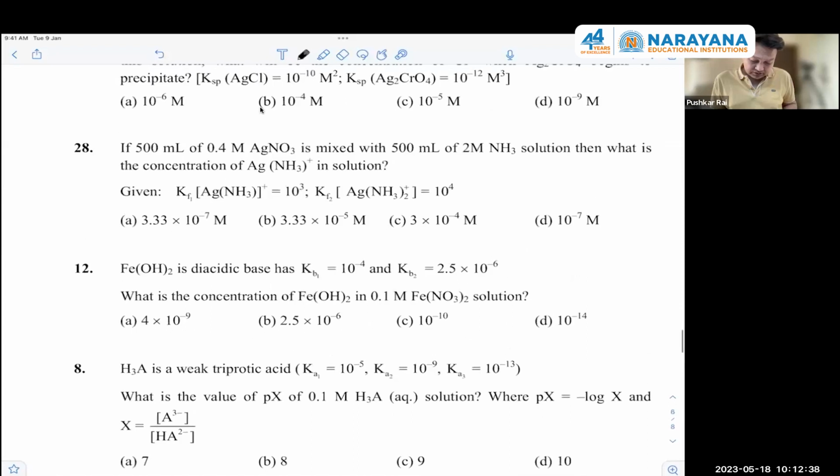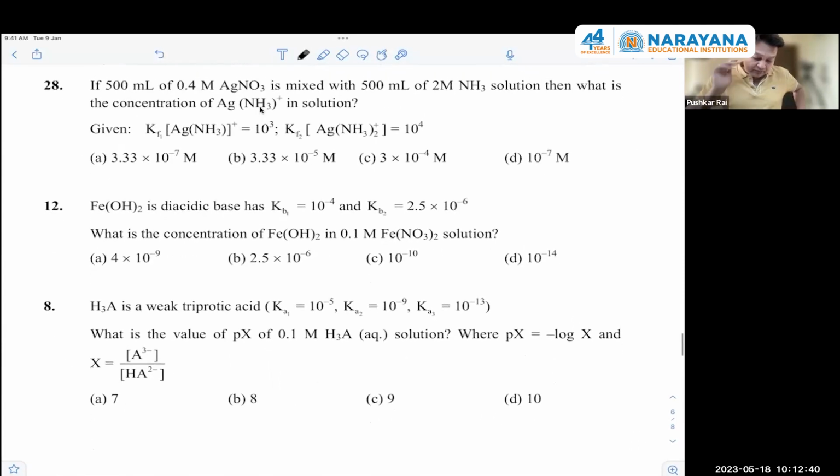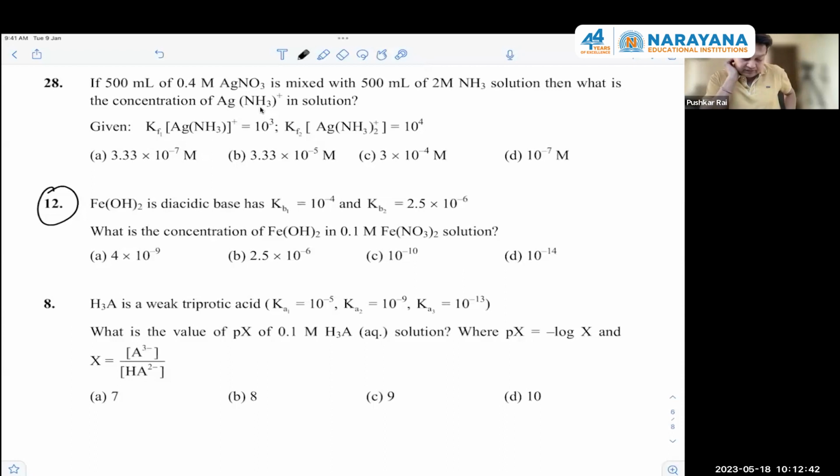Yeah. And this is a peculiar problem, the 12th problem, which you have mentioned here. Fe(OH)2 is a diacidic base. First time you see that somebody has given the stepwise dissociation of Fe(OH)2. So this is completely dissociated. What we have to do once again, Kb1 is given, Kb2 is given. We have to write Fe(OH)2 dissociating into FeOH plus and OH negative.